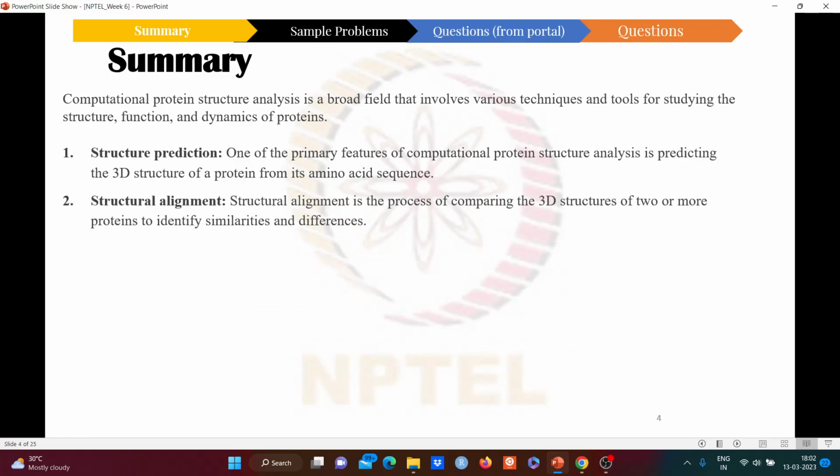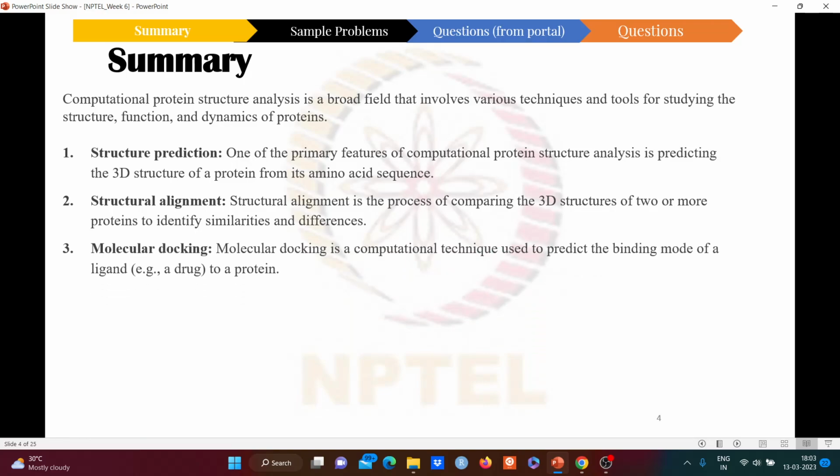Next is the structure alignment, which is a process of comparing 3D structures of two or more proteins to identify similarities and differences among them. This structural alignment is useful for understanding evolutionary relationships, identifying functionally important regions, and designing new proteins.